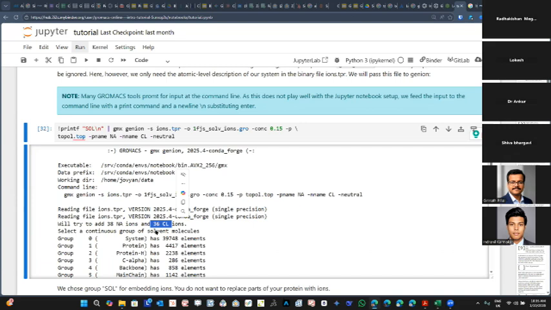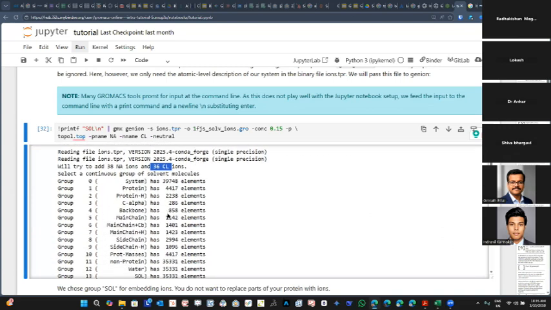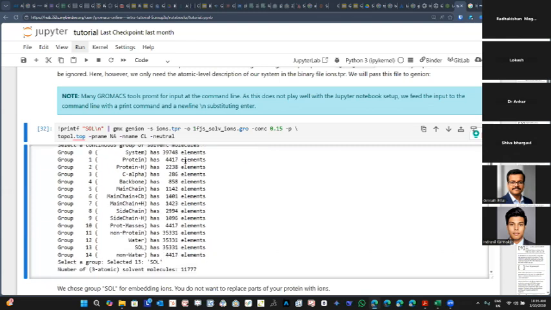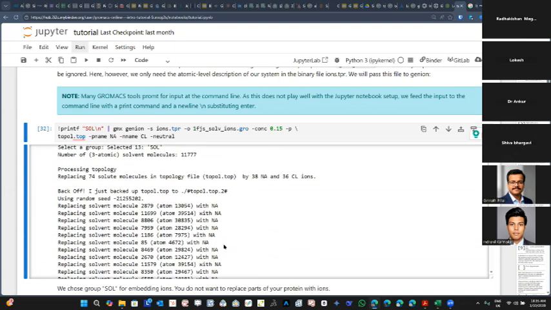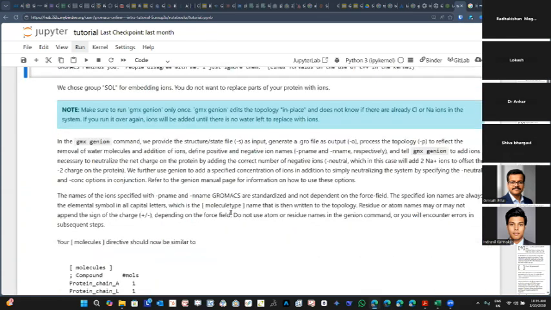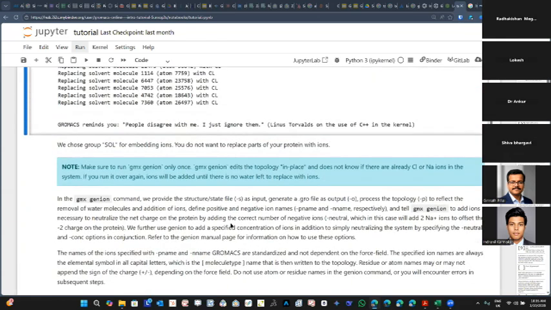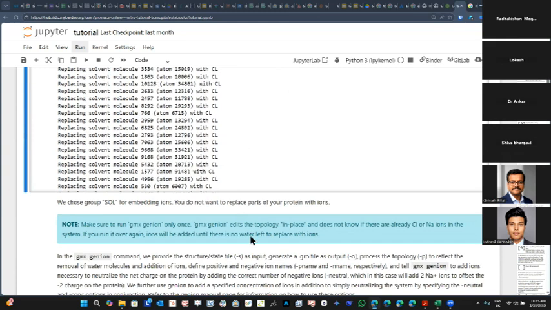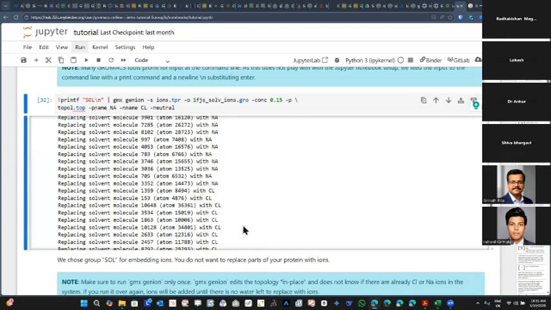It's just because already the system is -2. So we want to neutralize it. If we added equal amounts, the system won't be neutralized. It will still be -2 charged. So on each group, it will tell you what all has to be done. And I've selected the solvents, and then the topology file is being updated, and it replaces. Because we wanted to replace the water molecules with the ions, because if I put them on top of water molecules, it will have a clash.